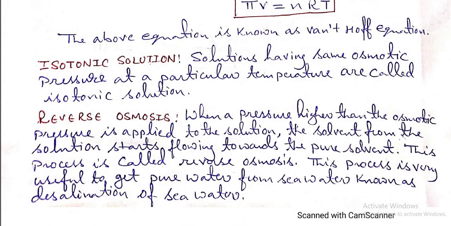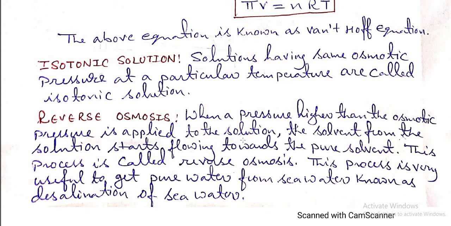Next topic we have is reverse osmosis. We came to know what osmosis is. Osmosis is the movement of solvent particles from lower to higher concentration through a semi-permeable membrane. Now let us see what reverse osmosis is. When a pressure higher than the osmotic pressure is applied to the solution, the solvent from the solution starts flowing towards the pure solvent.